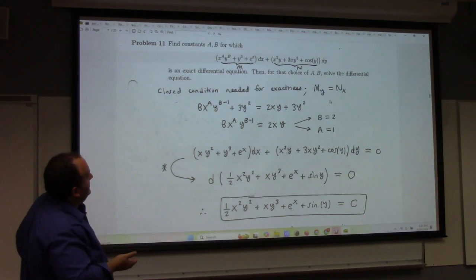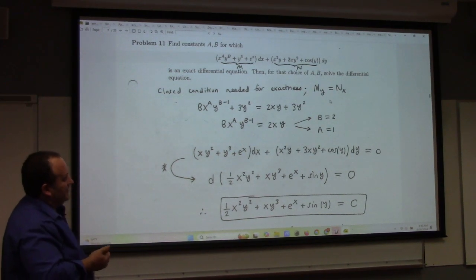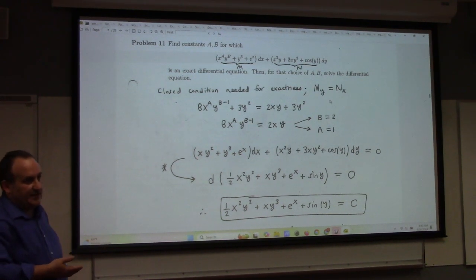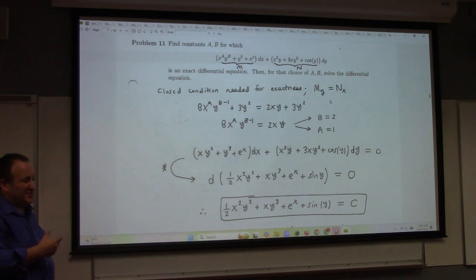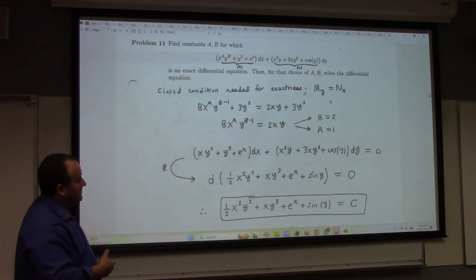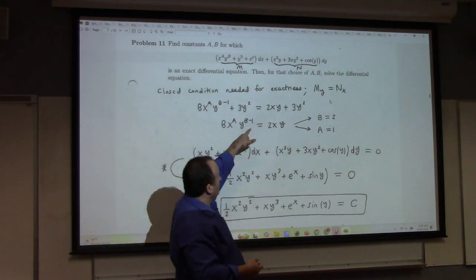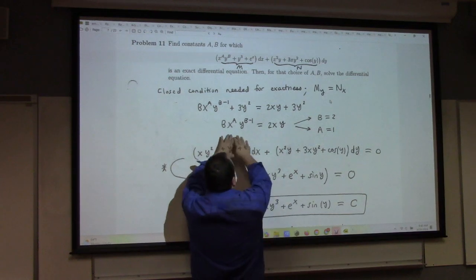So this one here, you want to make it exact, right? That means your coefficients m and n must solve the closed condition, because that's a necessary consequence of exactness. You need the y derivative of the thing matching next to dx to equal the x derivative of the coefficient of dy, which here amounts to giving me this equation. And then we have to set this equal to this.